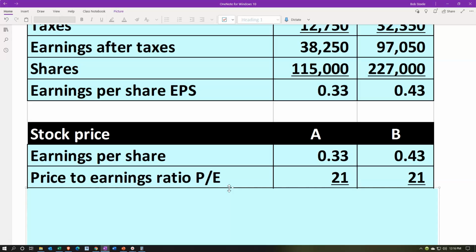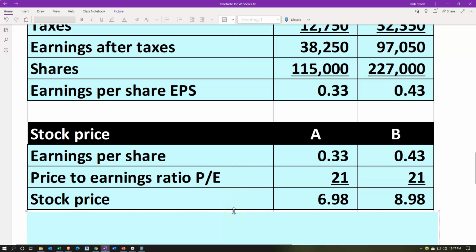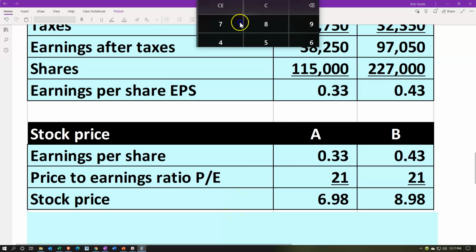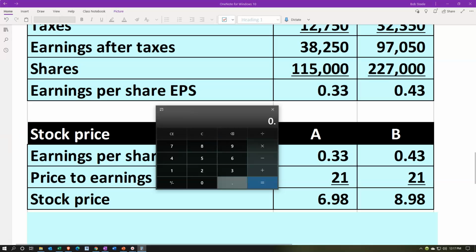Then we're going to have our price earnings ratio. We're going to assume that it was the same. So we're given the price earnings ratio. We're assuming it's 21 for each. We got the same price earnings ratio, which if we know the earnings per share and we have the price earnings ratio, that's the multiple of the earnings per share that's going to get to our stock price. So in other words, we're going to take that 0.33 times 21, and that's going to give us about 6.98.